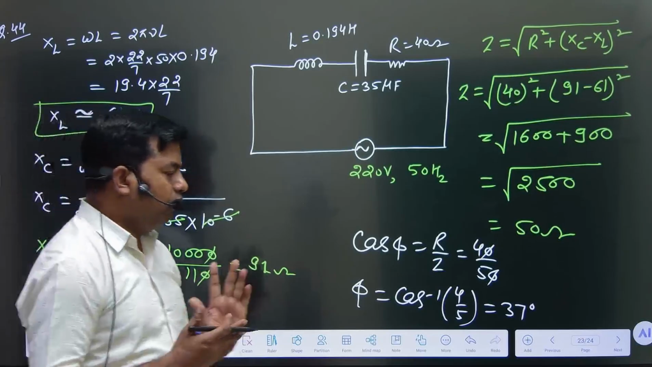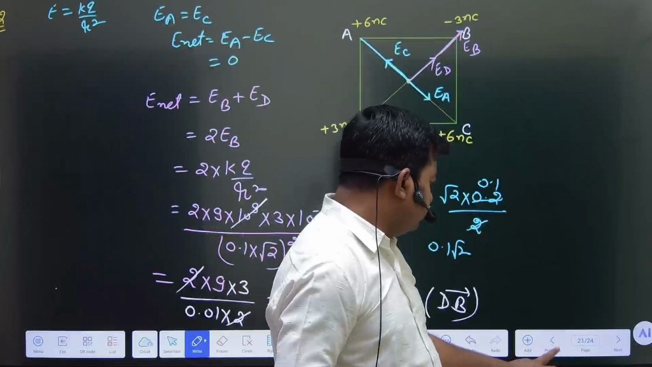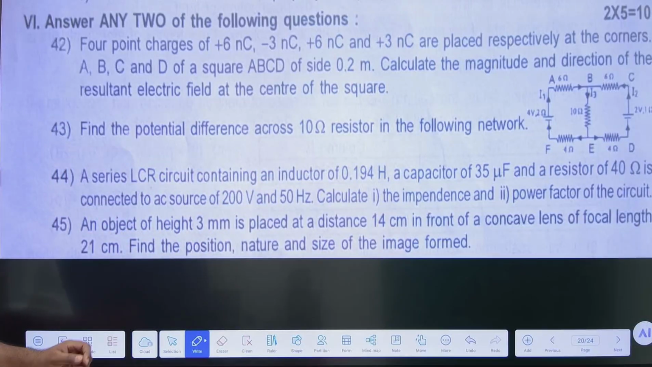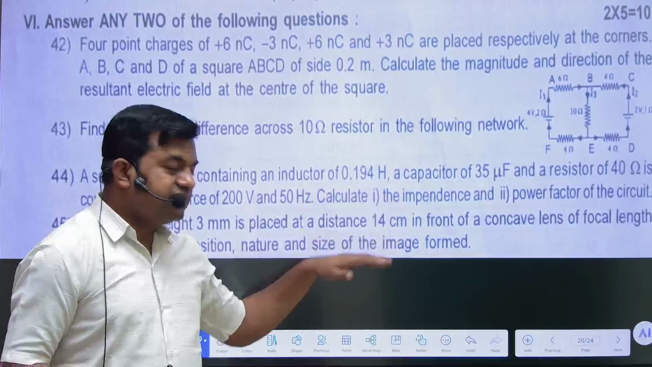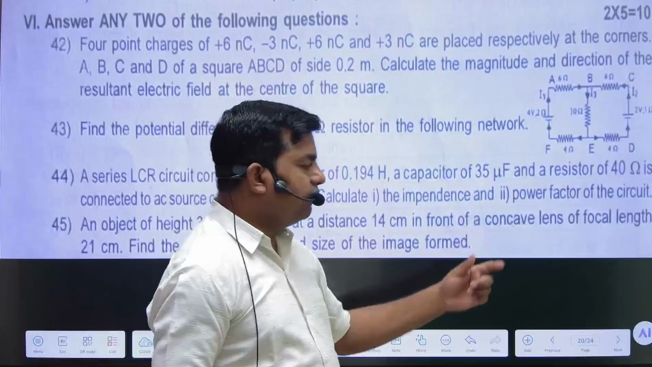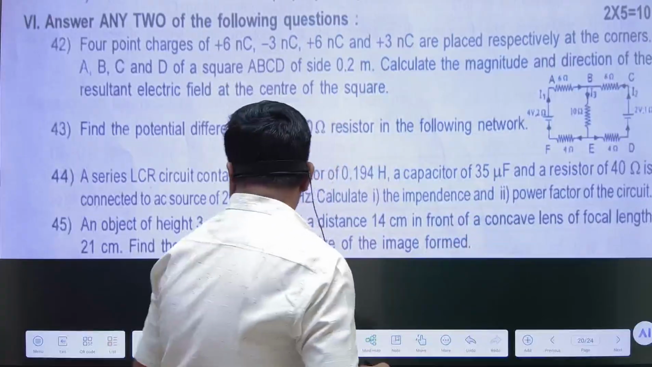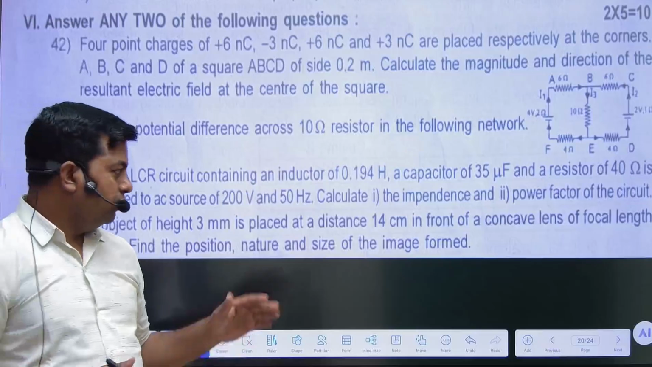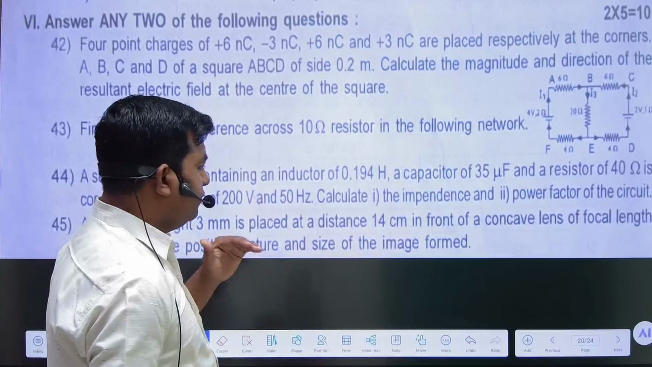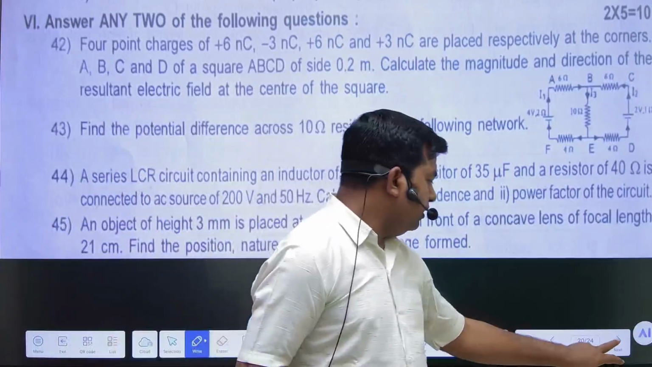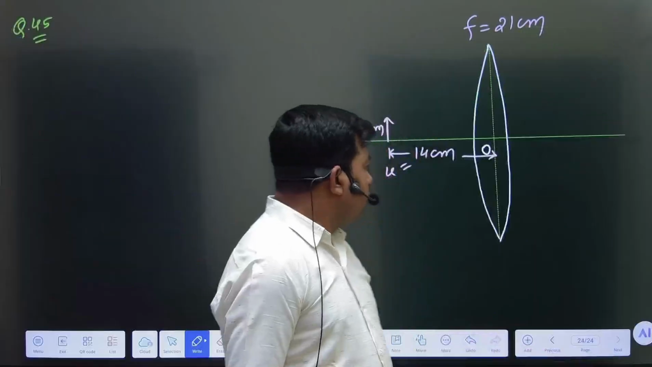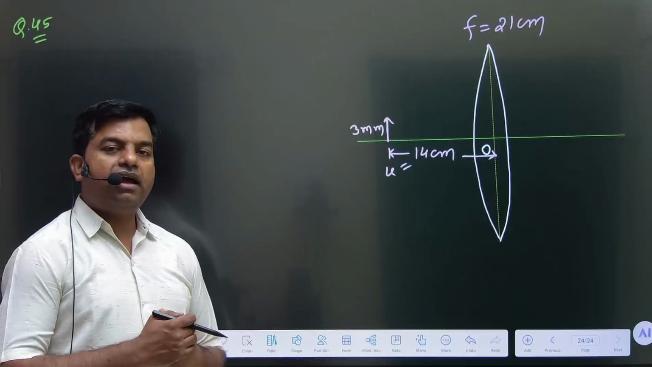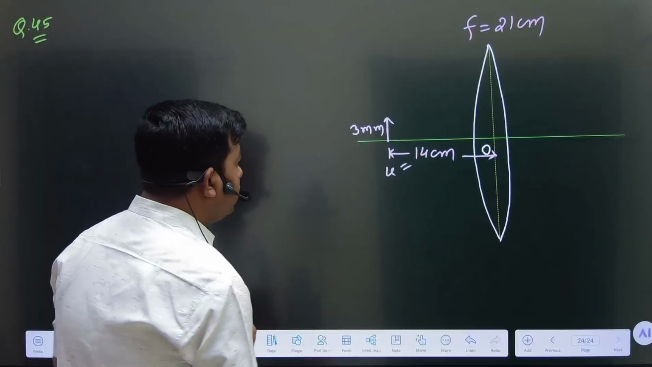Clear to you? Now we have to discuss the last question. And last question is what? An object of height 3 mm is placed at a distance of 14 cm in front of concave lens of focal length 21 cm. Find the position, nature and size of the image. Position, nature and size of image formed. Okay, we have to discuss this question. Focal length given, object distance given, and height of the object is also given to you.